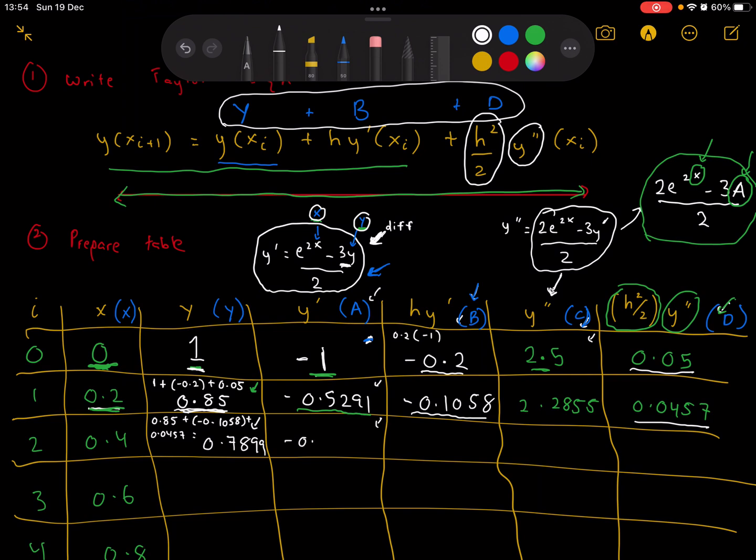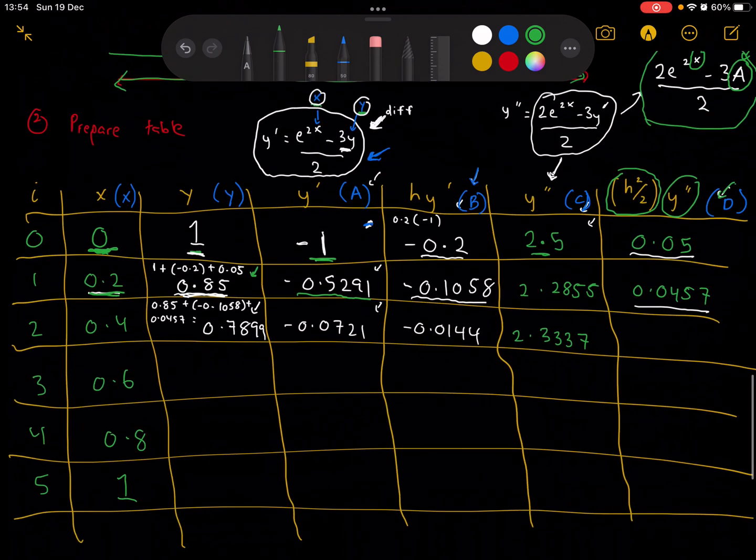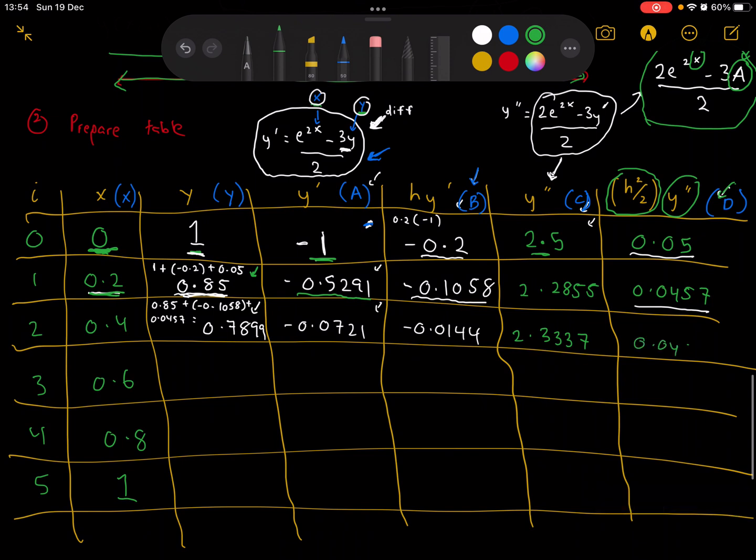I get negative 0.0721, negative 0.0144, and then 2.3337, 0.0457, 0.8222, 0.4268. I want everyone to do this by yourself. Yeah, I'll just fast forward everything.